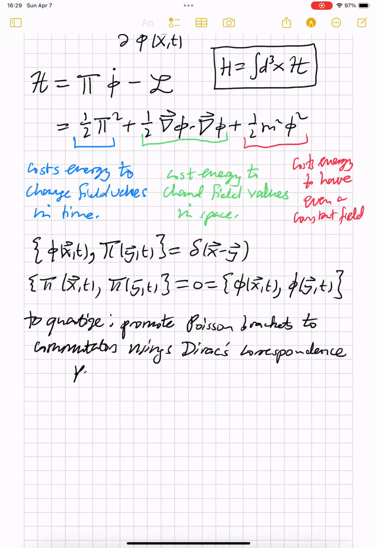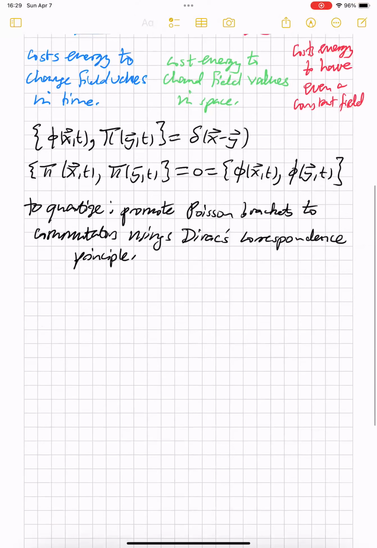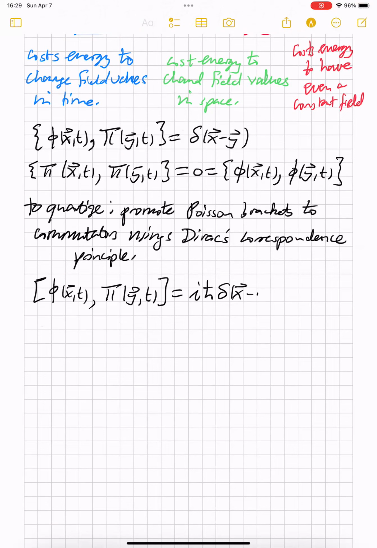So what did Dirac give us? He gave us a principle by which we turn any classical theory into a quantum theory. And what does Dirac's correspondence principle tell us? Well, the commutator is exactly the same as the Poisson brackets. All you need to do is multiply by i h bar. So that's the commutator between the field and its conjugate momentum.